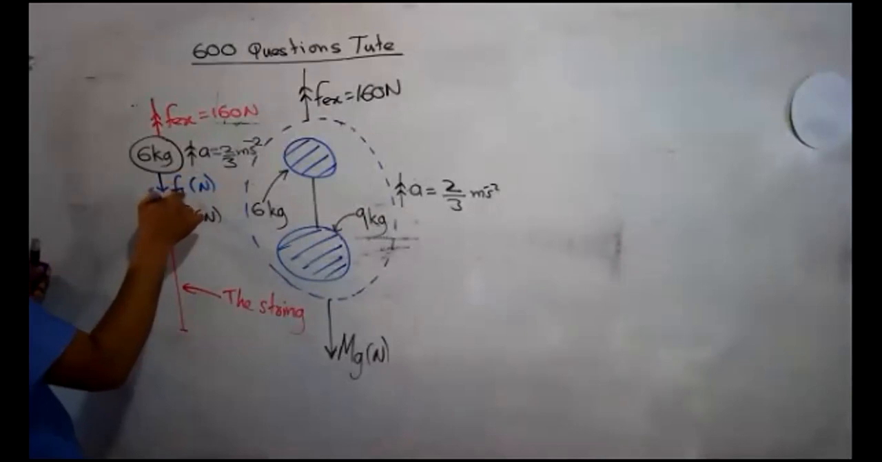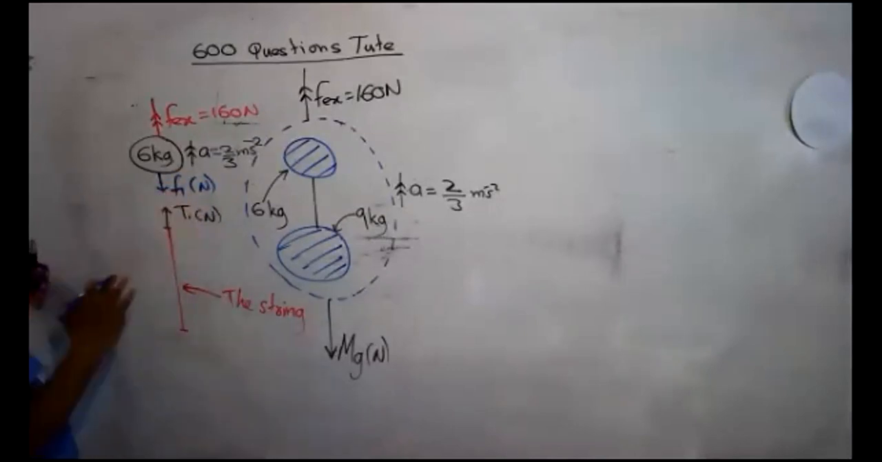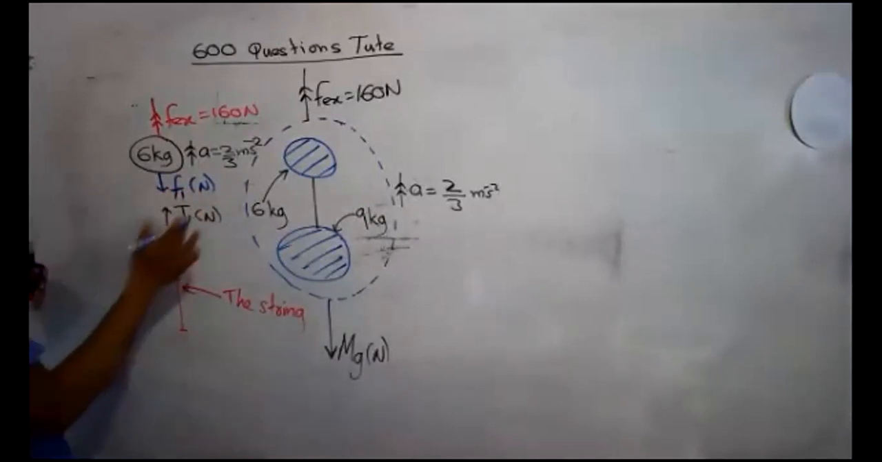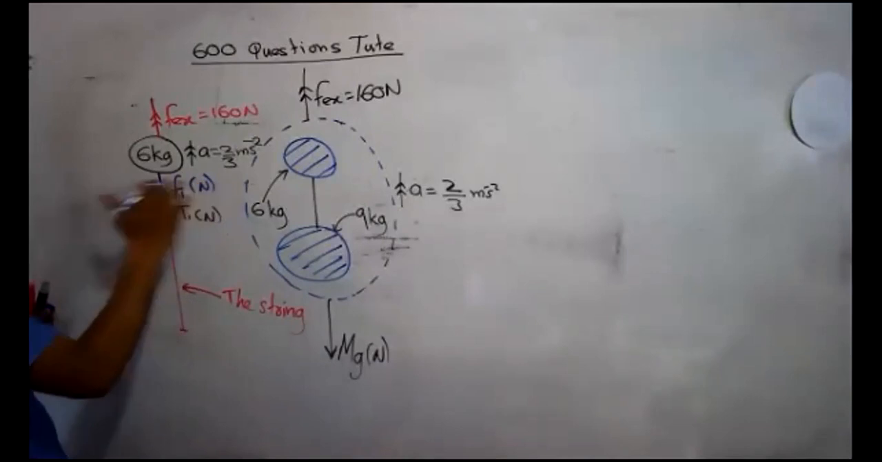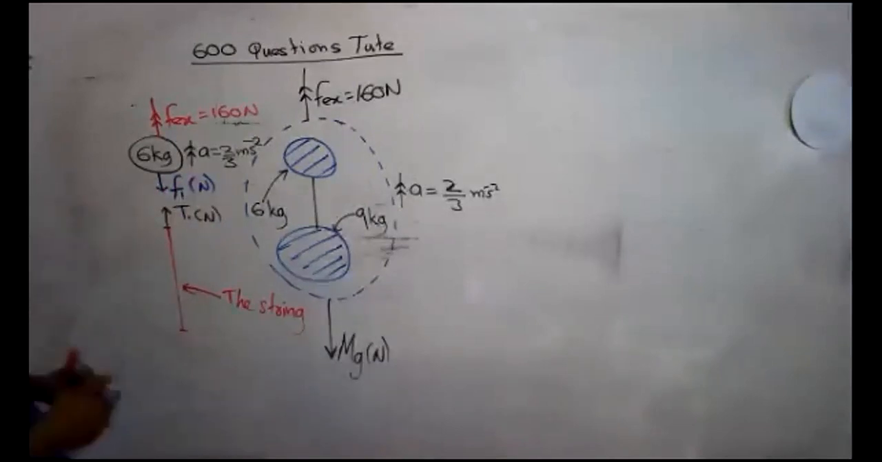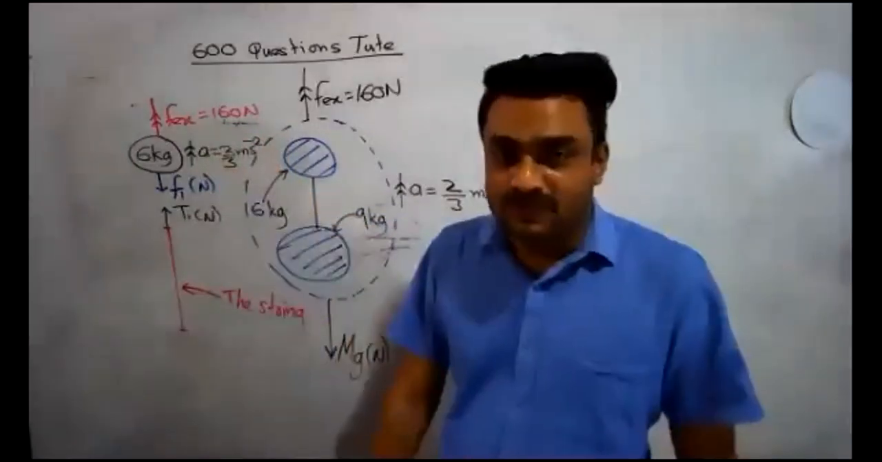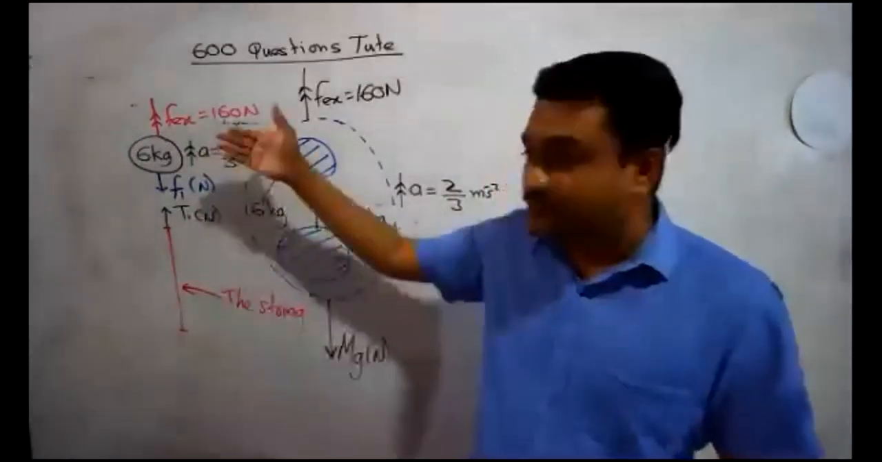So this F1 and T1 are equal in magnitude, opposite in direction. They are the forces explained by Newton's third law of motion. Action force, reaction force. Okay. And after you have drawn the figures, I'll give you a further description. I'll explain this further again.